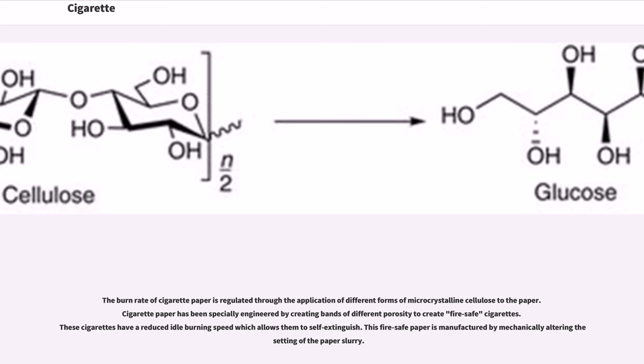The burn rate of cigarette paper is regulated through the application of different forms of microcrystalline cellulose to the paper. Cigarette paper has been specially engineered by creating bands of different porosity to create fire-safe cigarettes. These cigarettes have a reduced idle burning speed which allows them to self-extinguish. This fire-safe paper is manufactured by mechanically altering the setting of the paper slurry.